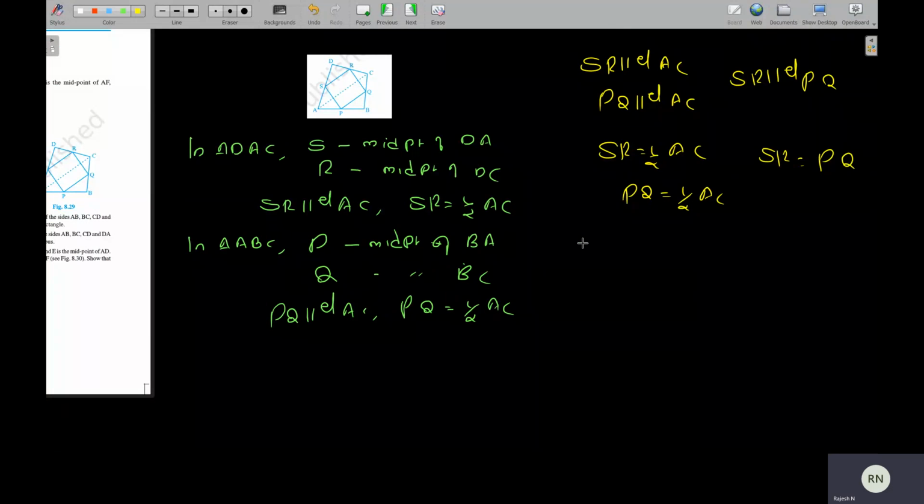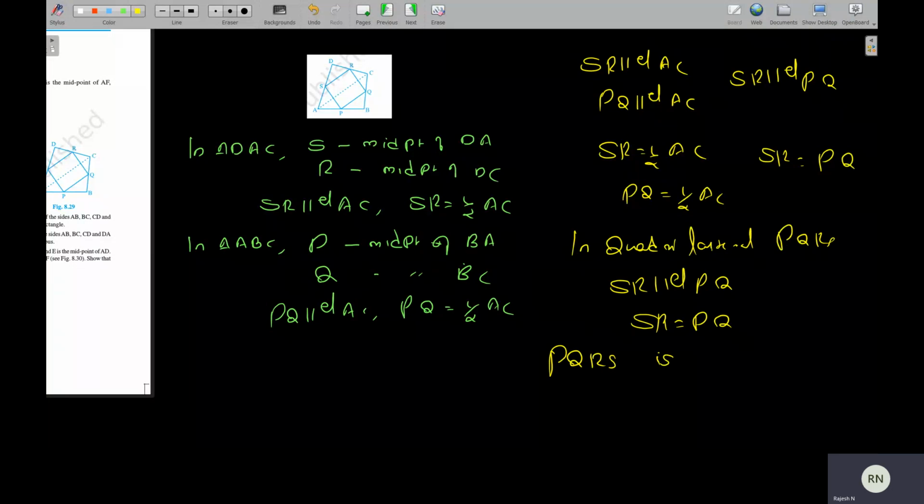Therefore, in quadrilateral PQRS, SR is parallel to PQ and SR is equal to PQ. So if opposite sides are equal and parallel, PQRS is a parallelogram. Okay, I hope it is understood.